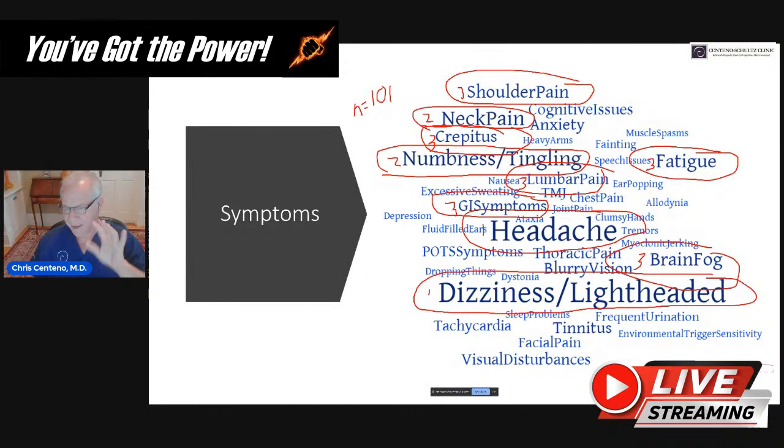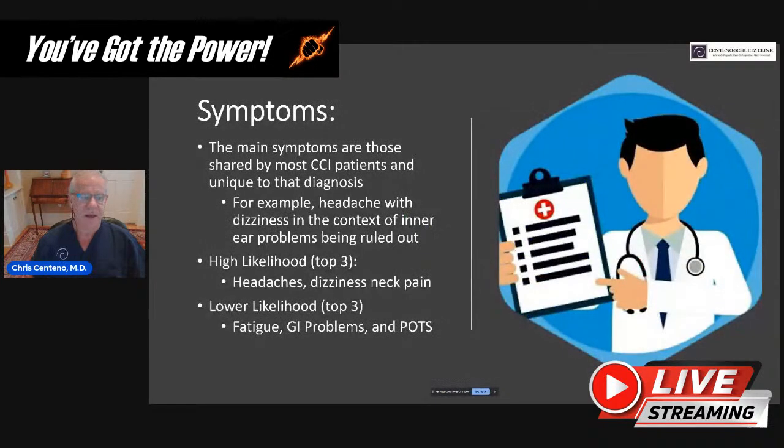Doesn't mean that you have to have those symptoms to have craniocervical instability. It just means you get an extra check mark if you do. And so again, the main symptoms are things that are shared by most CCI patients and more unique to that diagnosis. So we talked there about someone with headache and dizziness in a context where the other causes have been ruled out.